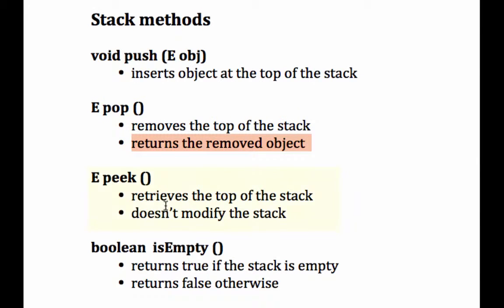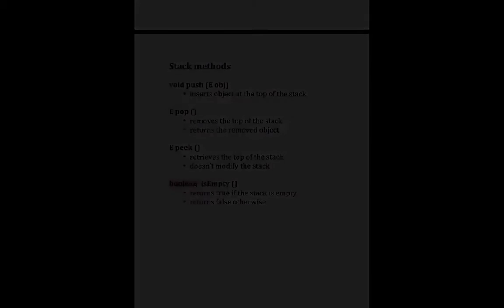So we remove the element that is at the top of the stack, and this method then returns the removed object. Pick also returns the object that is at the top of the stack, similar to remove, but it doesn't modify the stack. So it doesn't remove the object from the stack, it simply says this is the value of the object that is at the top of the stack. And finally, isEmpty is a Boolean method, it is trivial what it does. If the stack is empty, it returns true, otherwise it will return false.